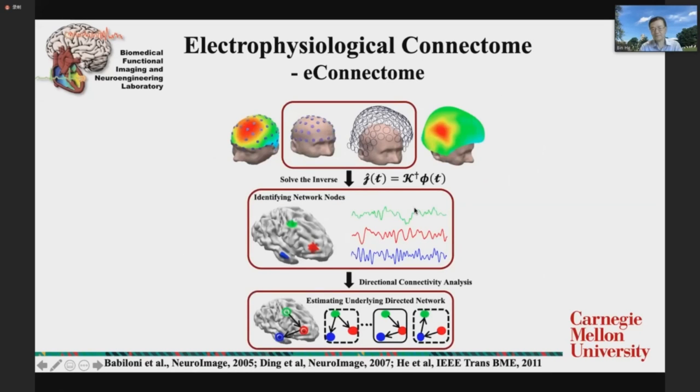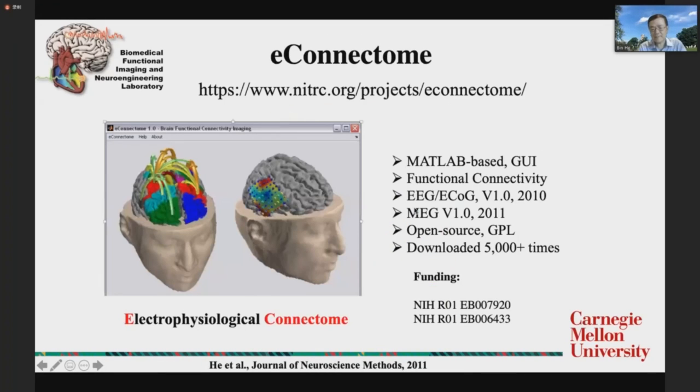I just want to take this opportunity, if some graduate students are in this webinar, to mention that I don't have the time to talk about the EEG electrophysiological connectome approach, but we do have a MATLAB open source toolbox, e-connectome, which you can easily find by Google, and every line of source code is open, and everybody is welcome to use this.